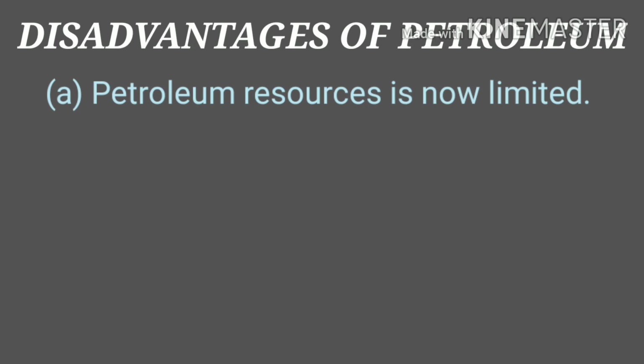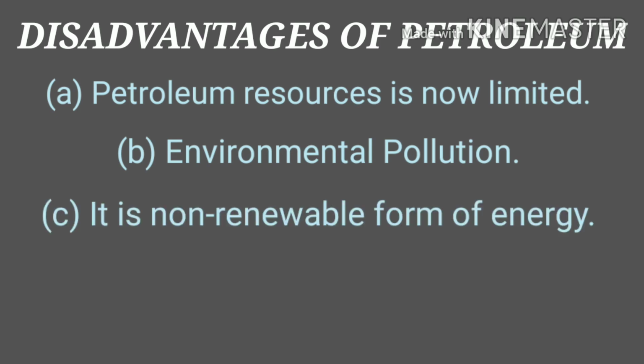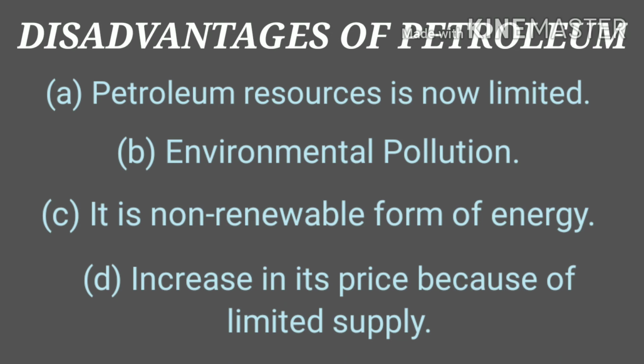Disadvantages of petroleum. Although oil is a natural fossil fuel, its resource is now limited. The high demands of the modern world for energy have stressed the conventional sources of oil reserves. Environmental pollution: extracting and burning oil generates greenhouse gases that contribute to environmental pollution and global warming. It is a non-renewable form of energy. Petroleum is a non-renewable energy resource. Once burned to generate electricity, it cannot be replaced. The depletion of fossil fuel leads to limited supply of petroleum.